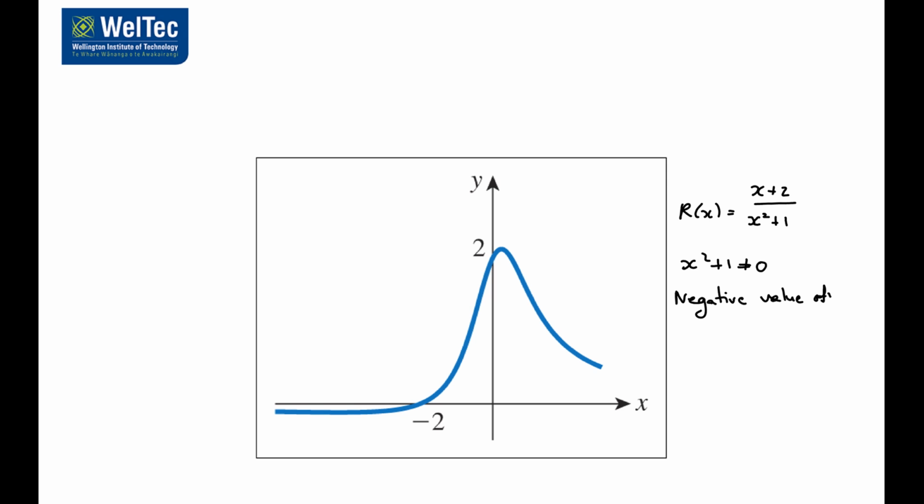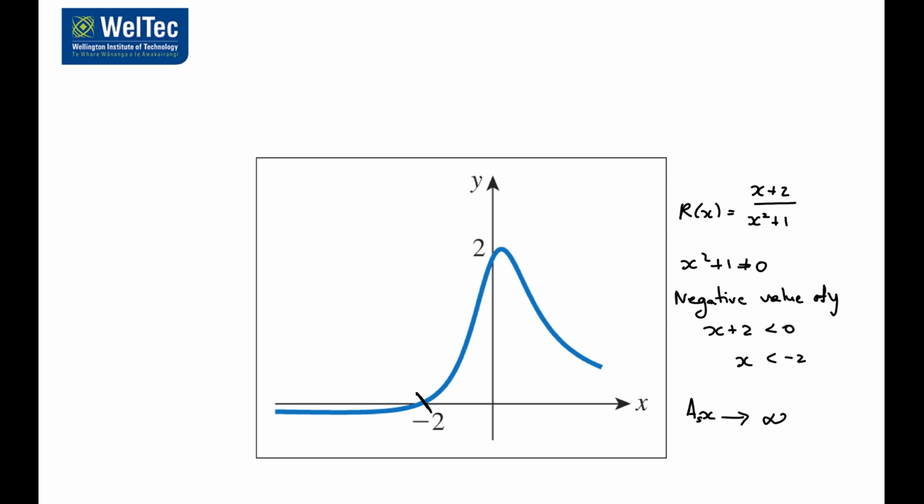All we need then is for the top line to be negative. In other words, if x is less than negative 2. And you can see here that at x equals negative 2, it crosses over. We also might want to look at what happens as x tends towards infinity.